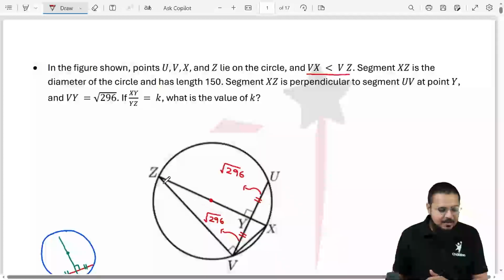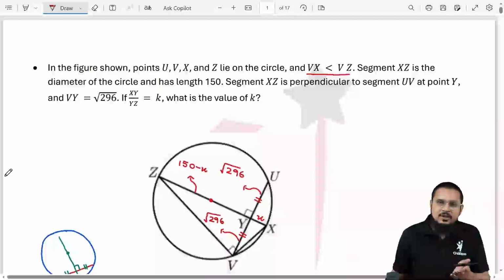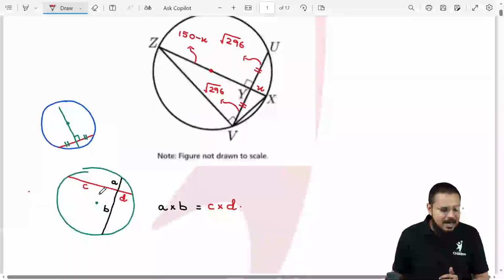So for example, I can name this smaller portion yx as x centimeters. So automatically the bigger portion zy would become 150 minus x, because the total length that is given to you for this entire diameter is actually 150 centimeters. So can I apply this second property of two intersecting chords?